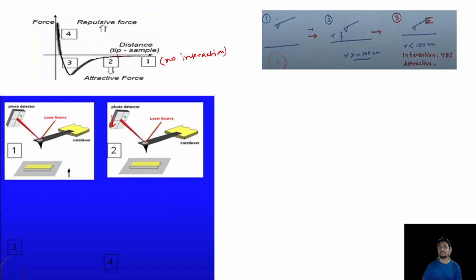So if we draw like this, this is position one, and this is position two, where something has started. Whenever the distance R is in this dimension, let's say less than 100 nanometer, then it is coming into this attraction regime. So now at position three, let's just draw this again.